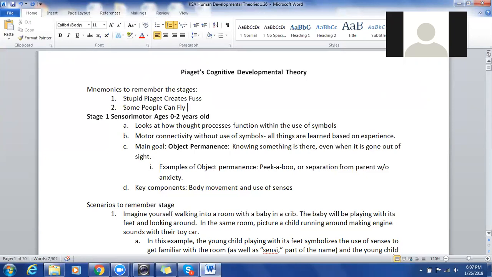And some people can carry this out into adulthood, such as visual learners. Those people that are visual learners use symbols when making experience. So the main goal here is object permanence, and this is knowing something is there even when it's out of sight. Such examples we typically see with young children. Peekaboo, you put a ball under a blanket and they'll be like, where's the ball? But as they progress and get older, they know that the ball is under the blanket. So it's less fun to play with kids when they have object permanence.